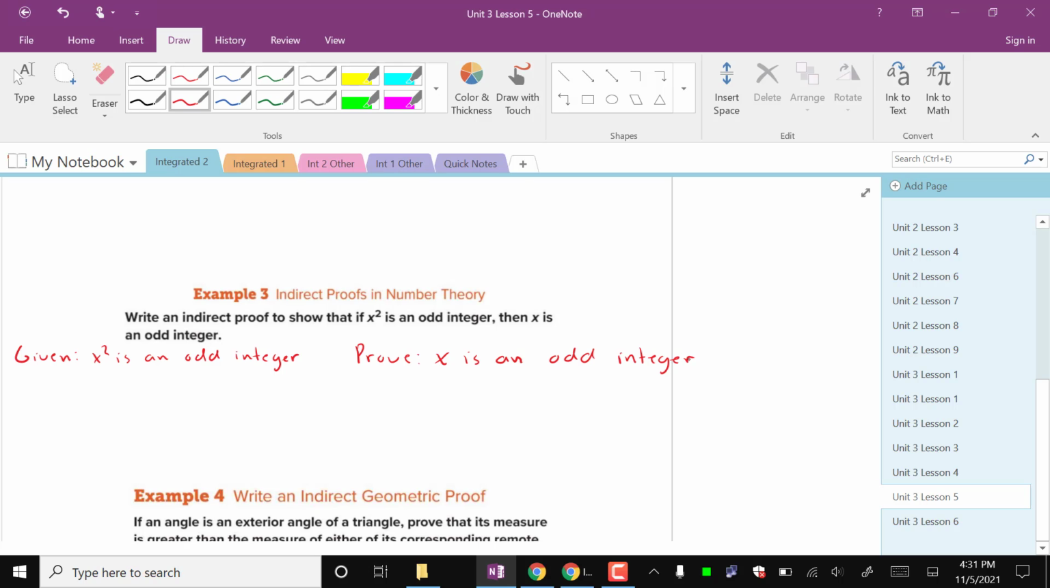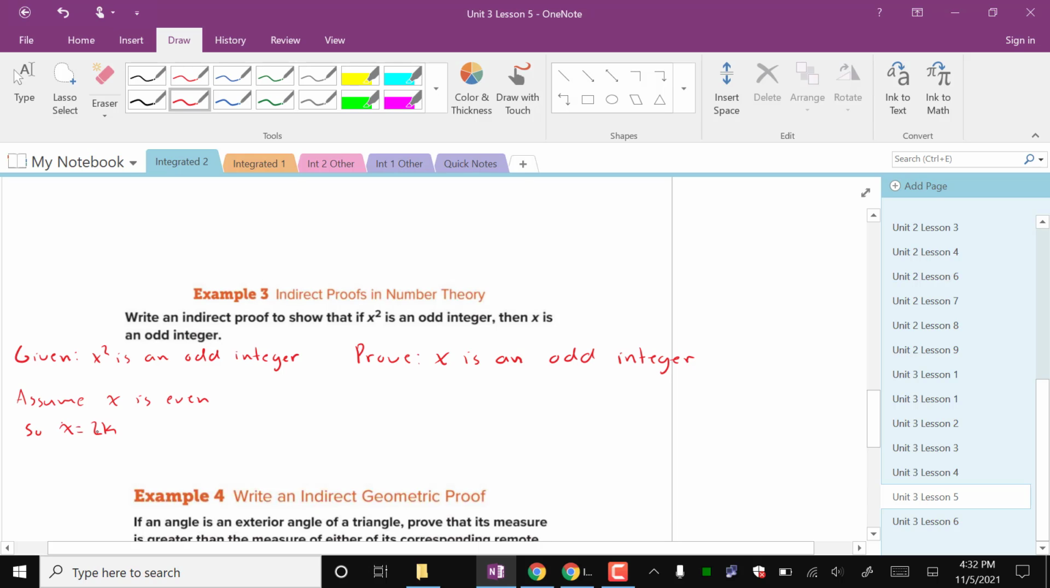So assume that x is an even integer. To assume that x is an even integer means that x equals 2k. So assume x is even. So x equals 2k.